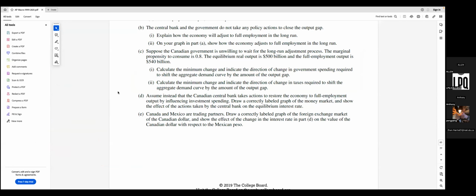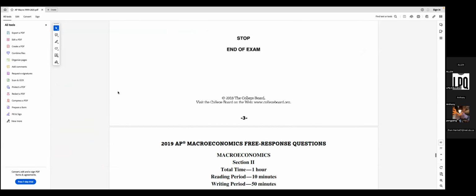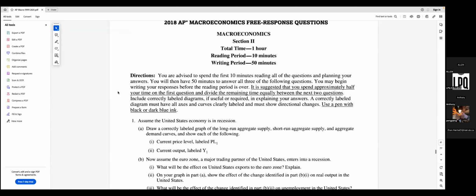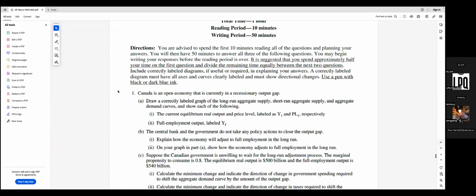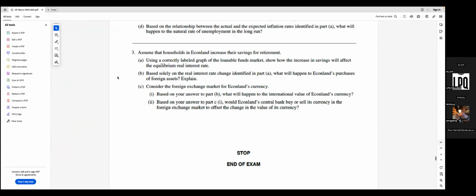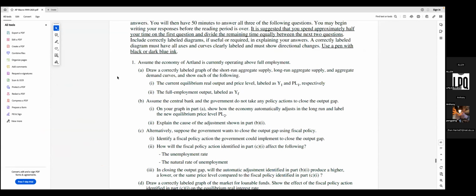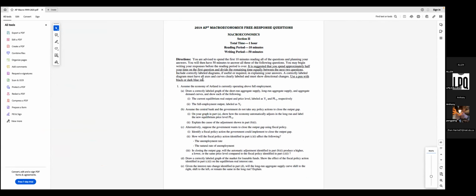Okay, so this is it for this week. The homework we can do is another 2019 paper. We did the Canada case, and the second set is 2019 Form B, where the country's name is Alternate. Same thing, you can finish A, B, and C.